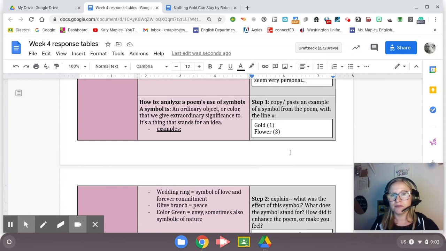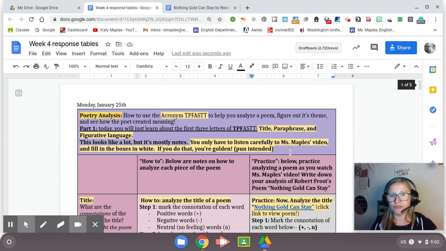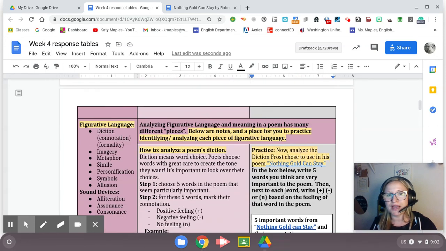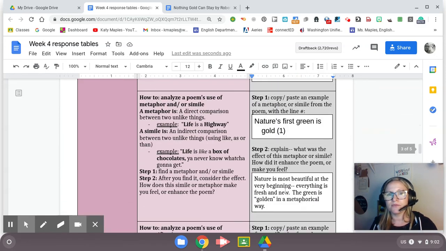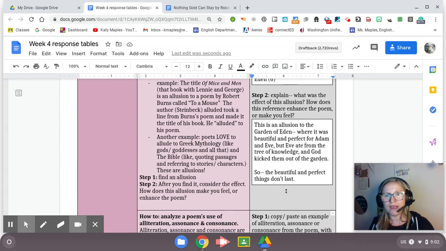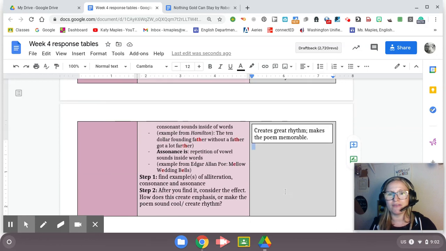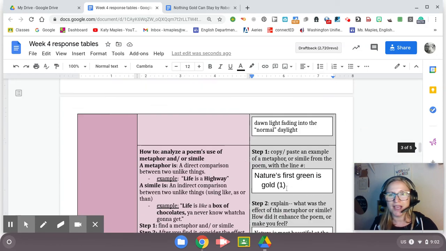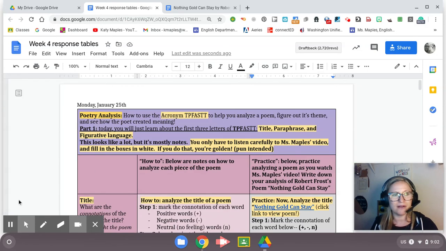Okay. I just took you through the first part of TPFASTT. Tomorrow, you're going to take on attitude, tone, structure, and theme, which I think will actually be faster because figurative language is like the most stuff you have to know. So we will do that tomorrow. And as long as you filled out all of these boxes, you are good. You could have written just what I wrote, or you could have written your own way. Either way is fine. Hopefully you have a little bit of a better understanding of these terms, and we will continue on with this tomorrow.